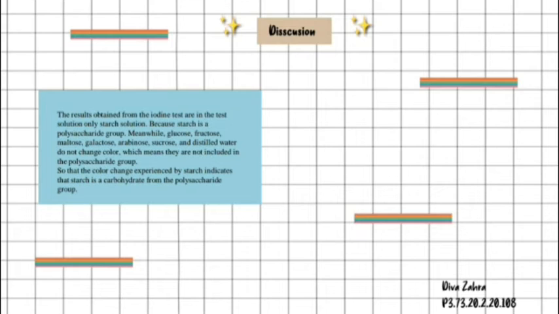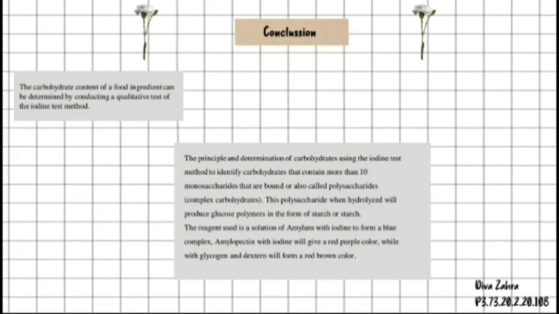And this is the discussion. The result obtained from the iodine test is that in the test solutions only the starch solution changed color, because starch is a polysaccharide. Meanwhile, glucose, fructose, maltose, galactose, arabinose, sucrose, and distilled water don't change color, which means they are not included in the polysaccharide group. So the color change experienced by starch indicates that starch is a carbohydrate from the polysaccharide group.